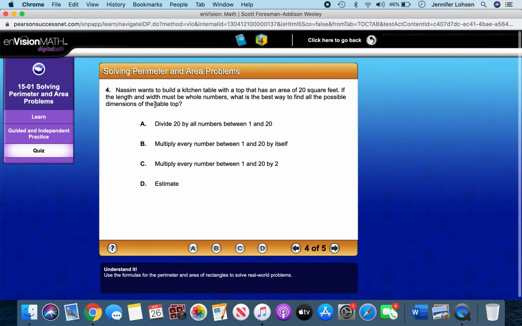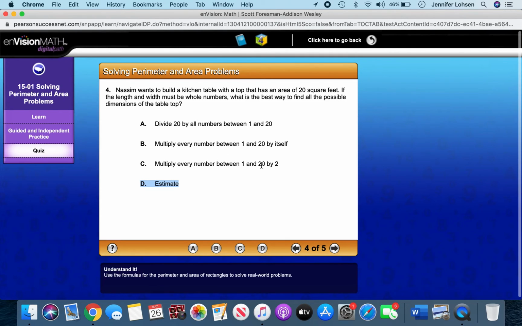The next one says, Nassam wants to build a kitchen table with a top that has an area of 20 square feet. If the length and width must be whole numbers, what is the best way to find all the possible dimensions of the tabletop? Divide 20 by all numbers between 1 and 20. Multiply every number between 1 and 20 by itself. Multiply every number between 1 and 20 by 2, or estimate. Right away, I'm going to eliminate the estimate because that's just not going to be the best choice for this problem. Now I'm going to break the rest of them down.